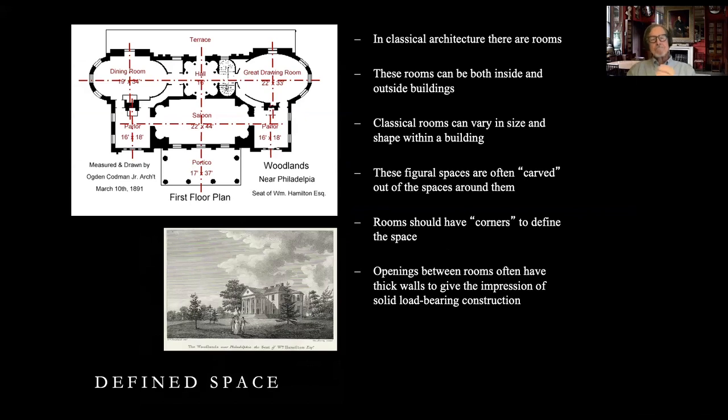Defined space. The classical architect values spaces that are discrete, not ambiguous, that have clear definition. In classical architecture, there are rooms. These rooms can be both inside and outside of buildings. Classical rooms can vary in size and shape within a building. These figural spaces are often carved out of the spaces around them. Rooms should have corners that define the space. Openings between rooms often have thick walls that give the impression of solid load-bearing construction.